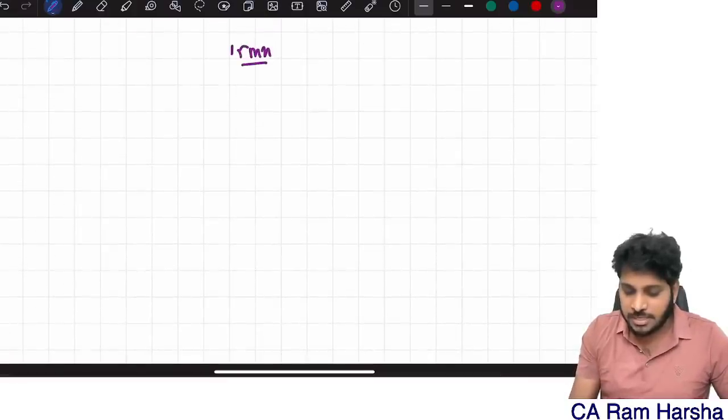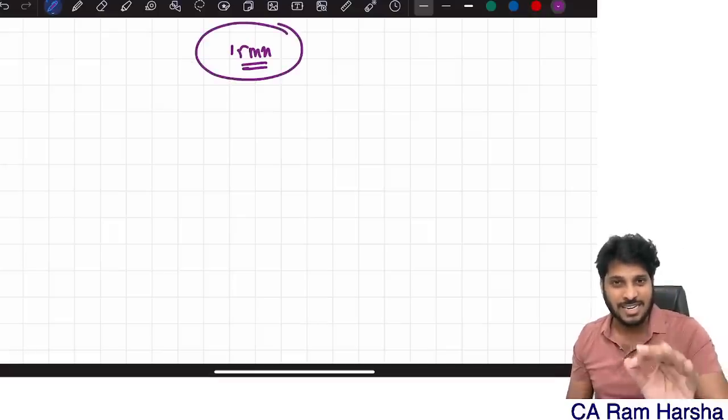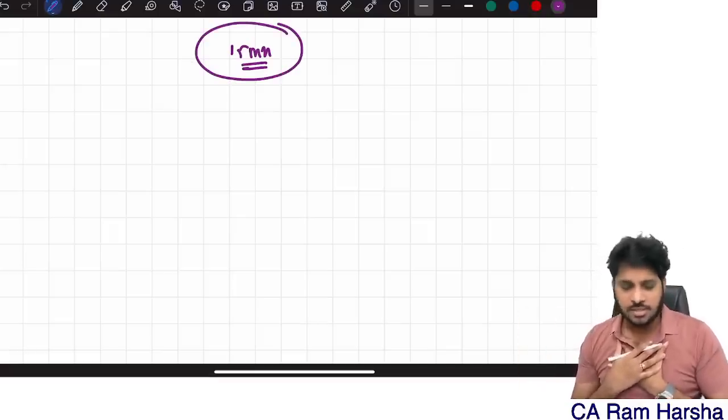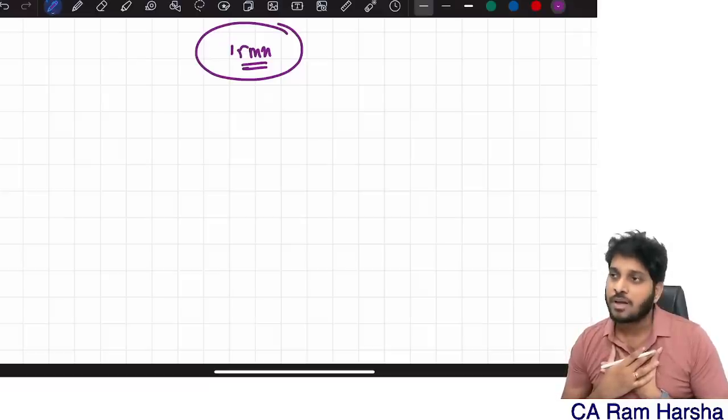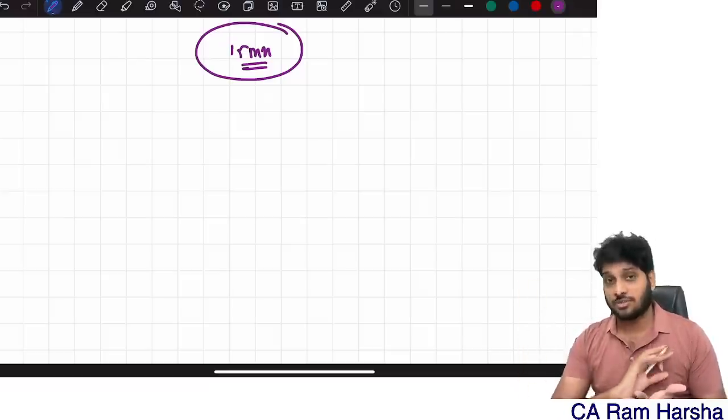The 15 minutes reading time, they are not using it efficiently. How to use this 15 minutes reading time? Suppose what I did, in my CA Inter and in my CA Final, this is something which I personally discovered. So what I did in 15 minutes, I never read the entire question paper. I don't even try to read.